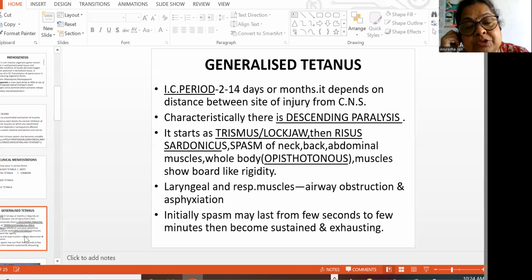First one I will teach you, generalized tetanus. This incubation period is 2 to 14 days or months. It depends on the distance between the site of injury from CNS.